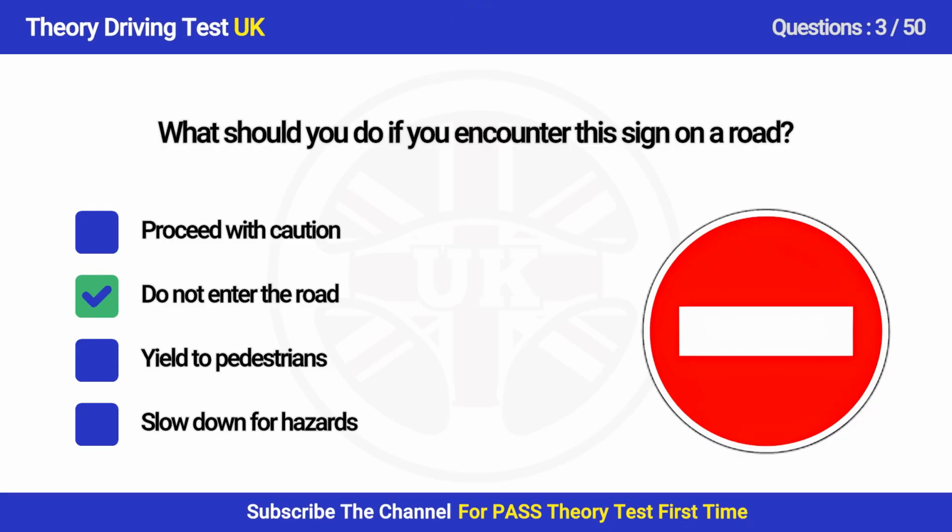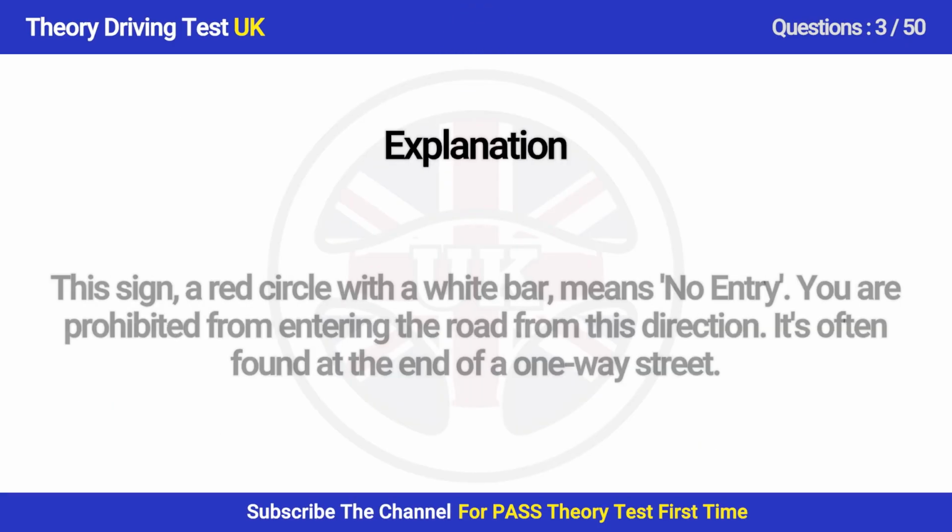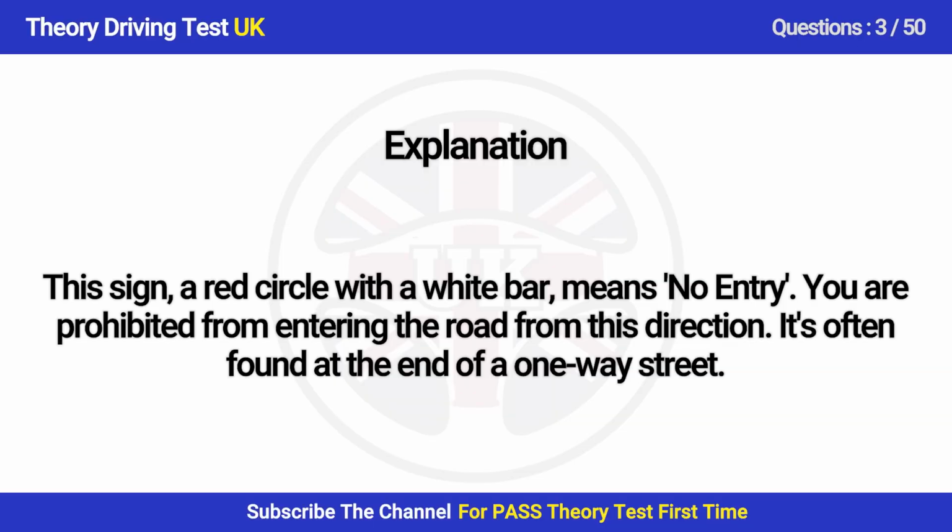Answer is B. Do not enter the road. This sign, a red circle with a white bar, means no entry. You are prohibited from entering the road from this direction. It's often found at the end of a one-way street.